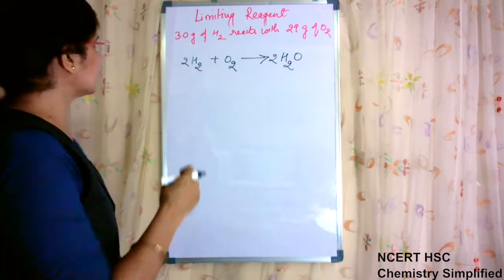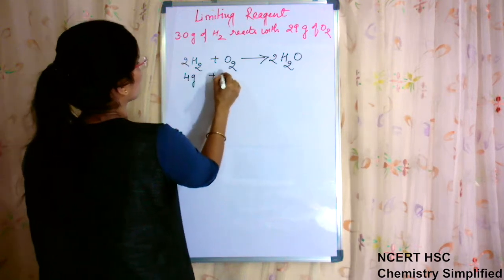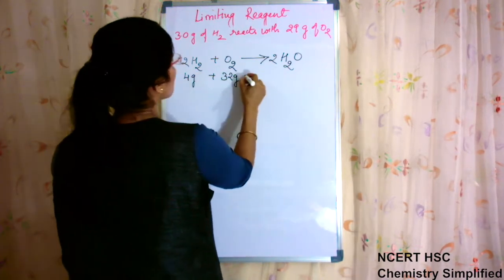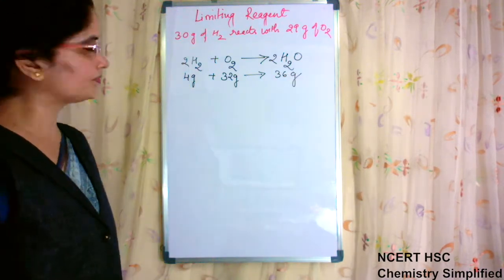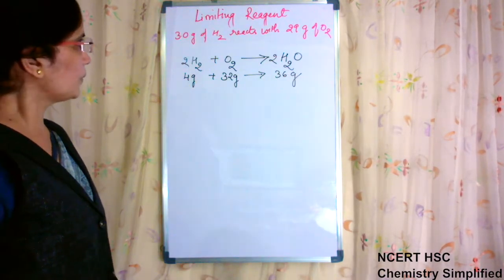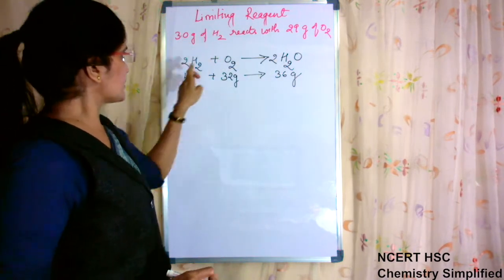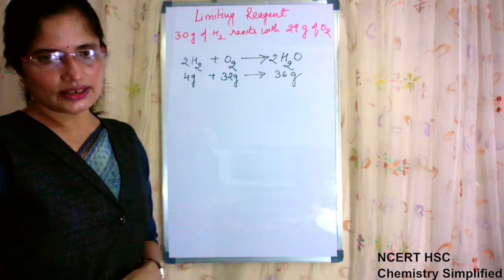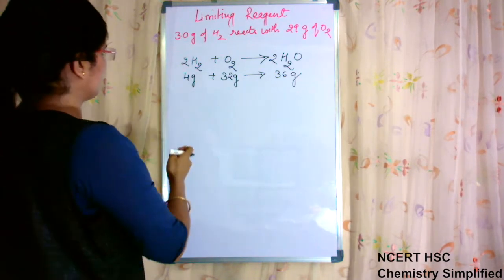Balanced chemical equation, then it will be 4 grams, then 32 grams, and then 36 grams. Now we can write directly. According to the question given, the condition is this. According to the balanced chemical equation, the condition is this.